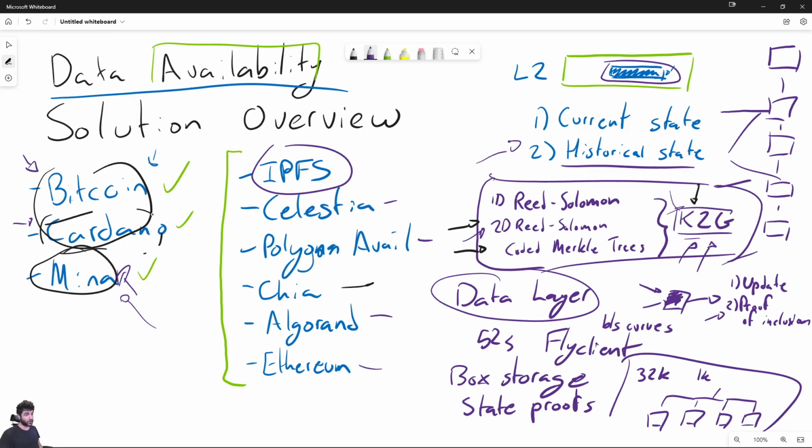So although Ethereum might have a lot of the right cryptography and a good roadmap, unless there's a better bridging option for Ethereum, another blockchain like Algorand or Chia or Celestia or Polygon Avail might be better. So hopefully that gives you a good idea of some of the solutions out there.